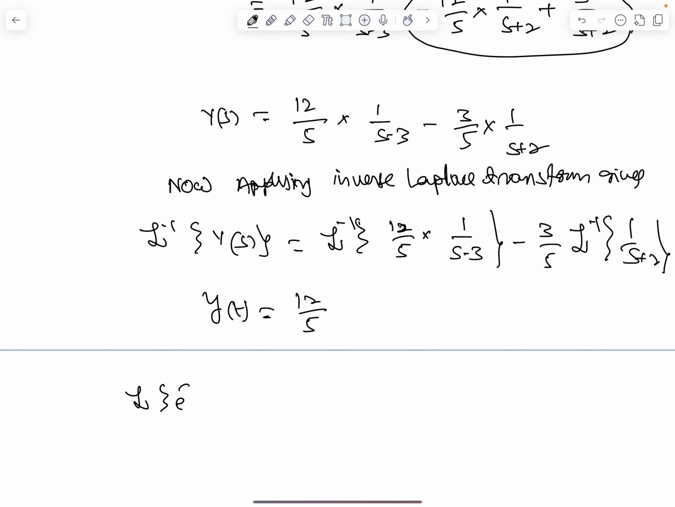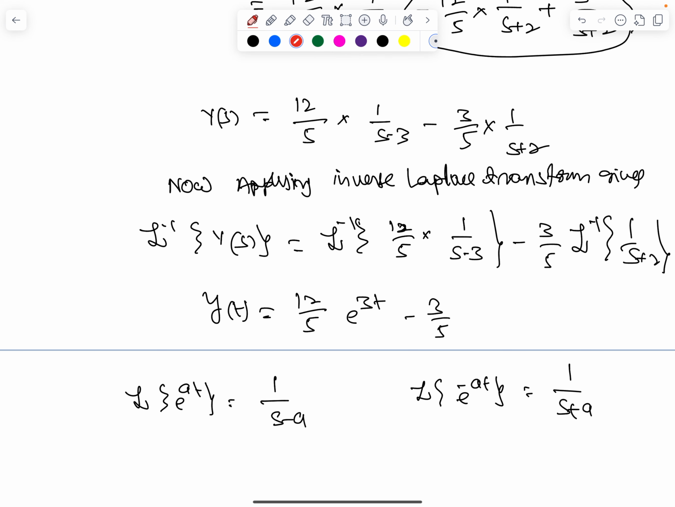e power at is there, then Laplace transform of e power at is 1 by s minus a. Now, a is like 3 there, therefore, this is like e power 3t, minus 3 by 5 and 1 by s plus 2. So, Laplace transform of e power minus at is 1 by s plus a. Therefore, if you compare this with inverse Laplace transform of 1 by s plus 2, this is exactly the same. Therefore, s plus 2 is there, and you have to get e power minus 2t. So, this completes the problem.